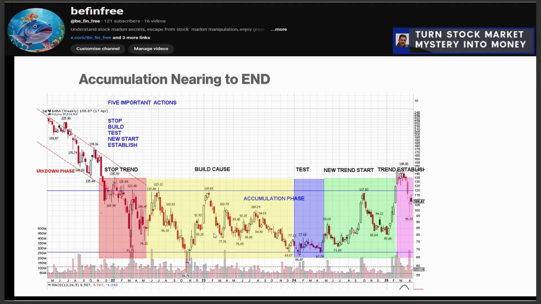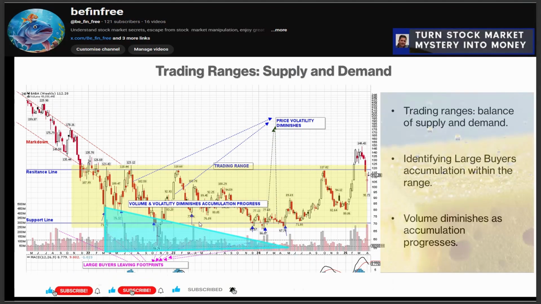The next important point you have to look at is the volume. You can see here that volume and volatility diminish as the accumulation progresses. The volume is very high during the initial stopping action, and the volatility of the price is also very high. But in each swing, as it continues, the volume and the volatility gradually reduce.